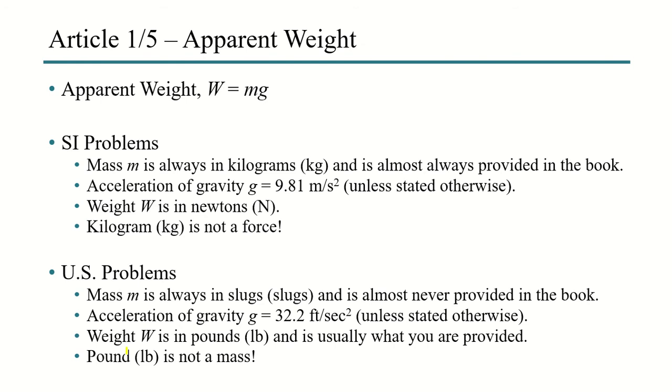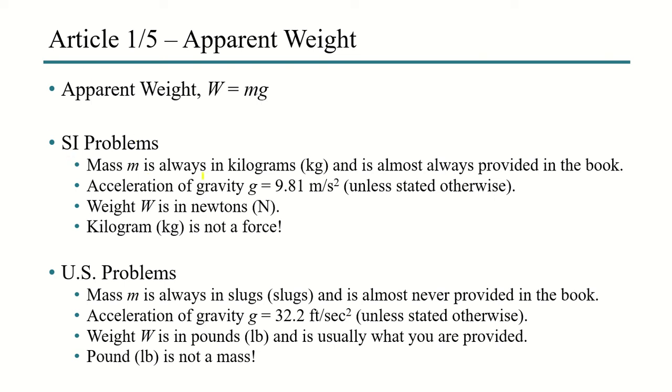Then we have what we call apparent weight, denoted by the capital letter W. This is equivalent to the product of mass and the gravitational acceleration. For SI problems, mass M is always in kilograms. So take note of that. If you are given grams or other units, you have to convert that into kilograms. And it is almost always provided in the book.